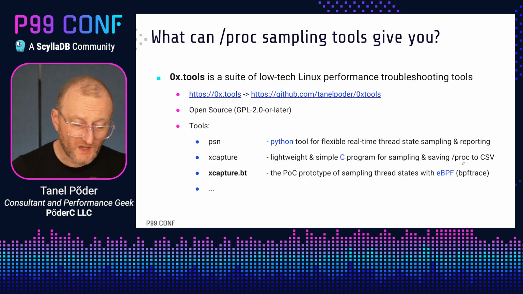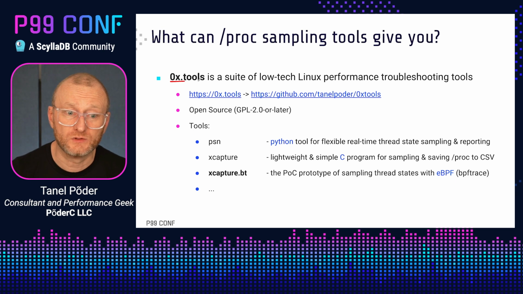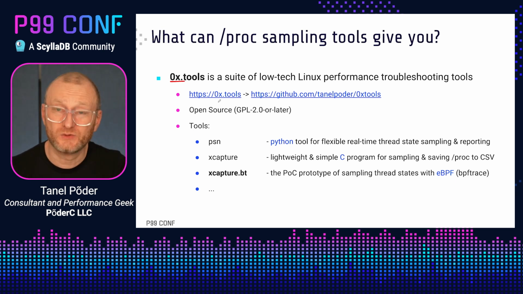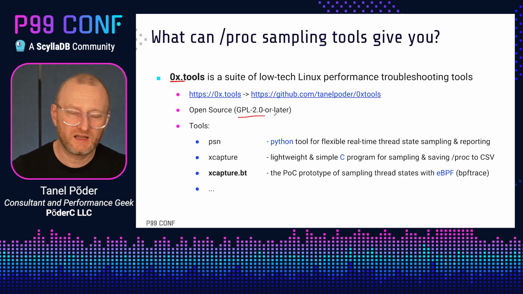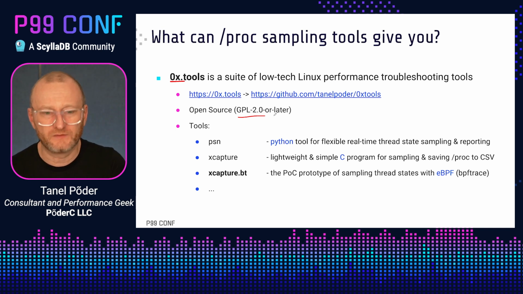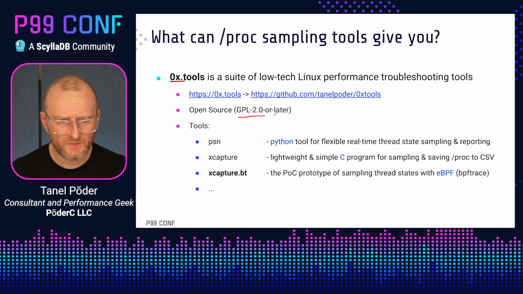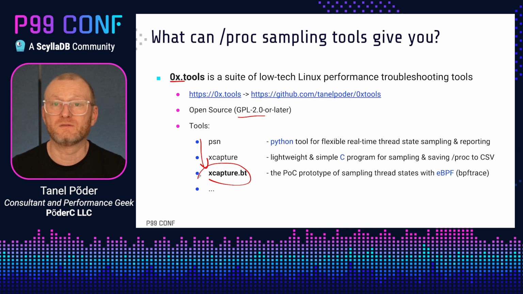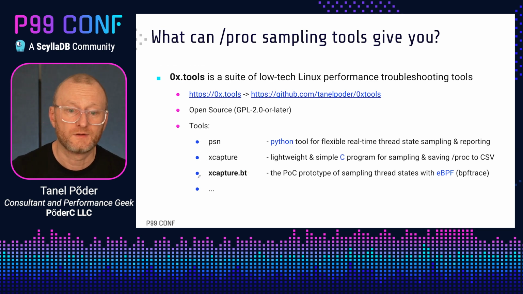So, I'm doing this with my OX tools suite, which is an open source tool set. It's GPL, but I think I'm going to make it Apache or something more permissive, because I just want this thing to spread, right? And I'll show you the two old tools quickly, just the output, and then we go to the actual eBPF version of the same thing, right?